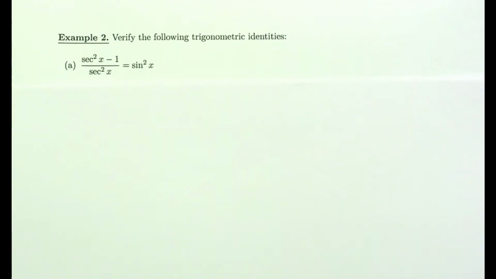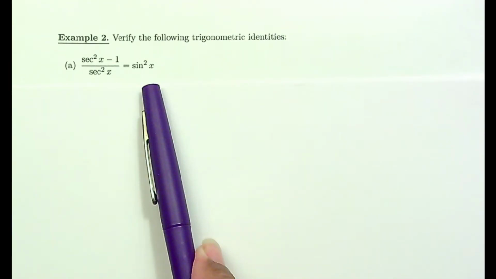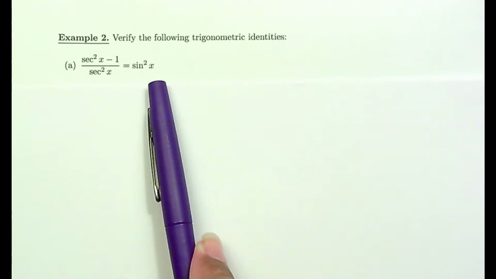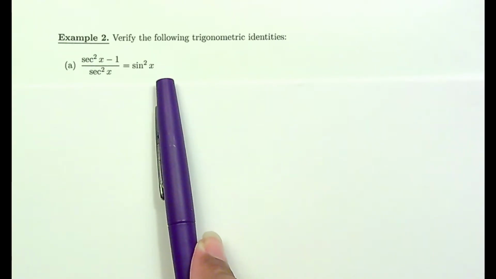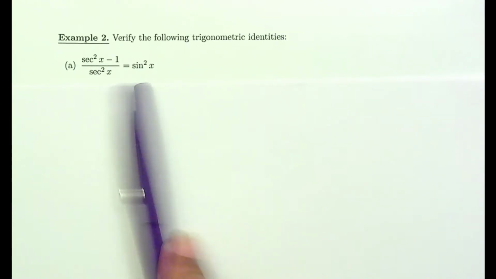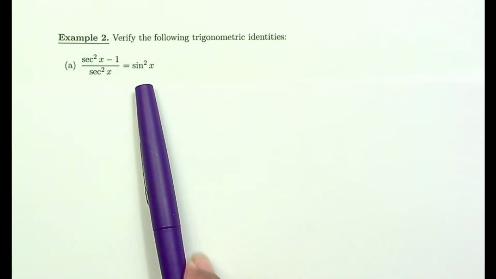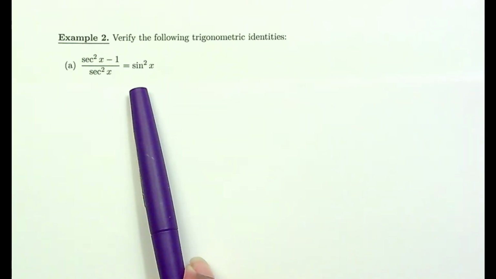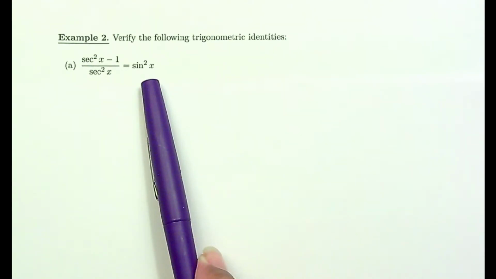In example number 2, I would like to give several examples of how to verify trigonometric identities. Verifying a trigonometric identity basically means that you have an equation, such as this one, and you want to see that this equation is true. Is it true that these two sides are actually equal? They look very different, but I'm saying in this equation right here that these two things are actually exactly the same. Is that true? Well, verifying a trig identity means check that this is true.